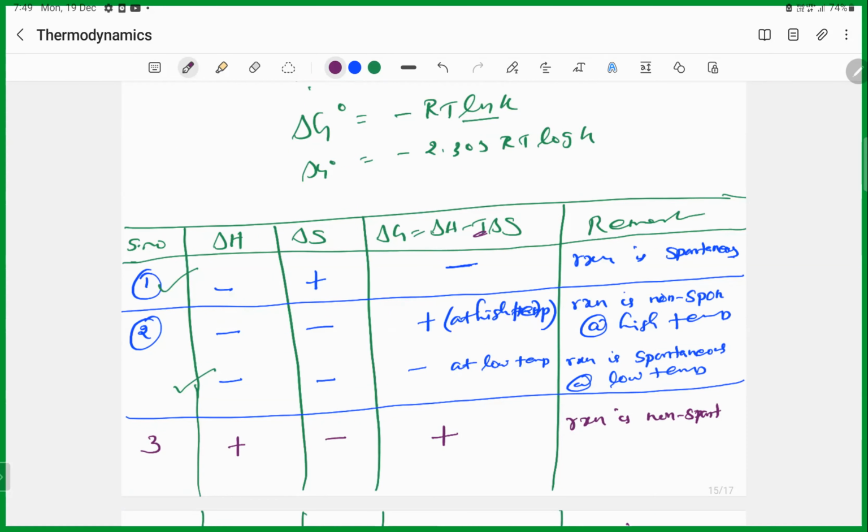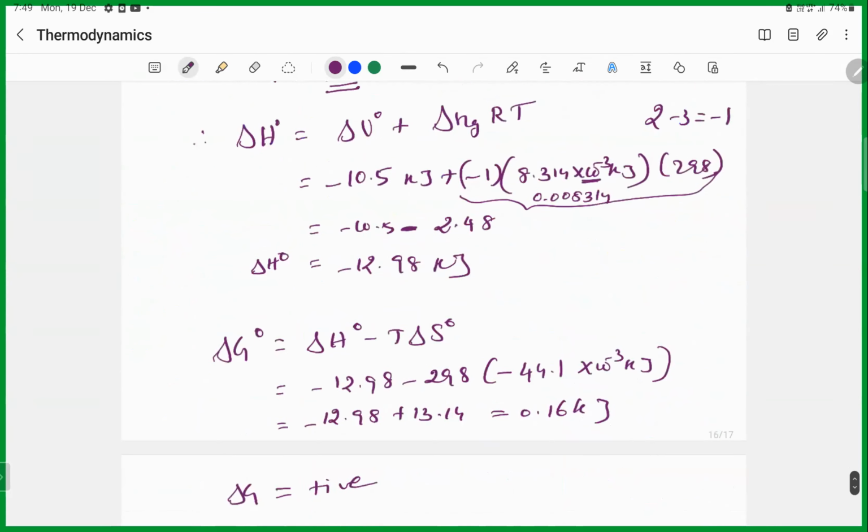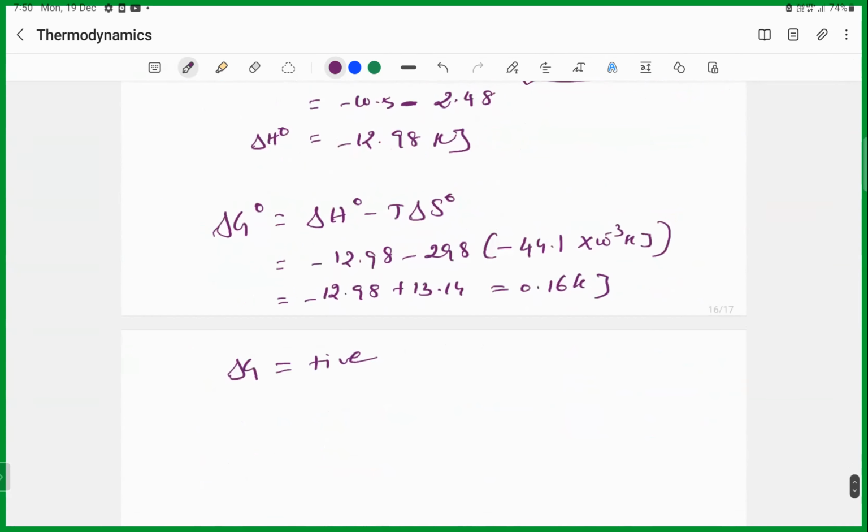So that reaction takes place at 298 Kelvin. Delta H is negative, delta S is negative. At low temperature, the reaction is spontaneous. So delta G is positive. Therefore, the reaction will not occur spontaneously or non-spontaneous.